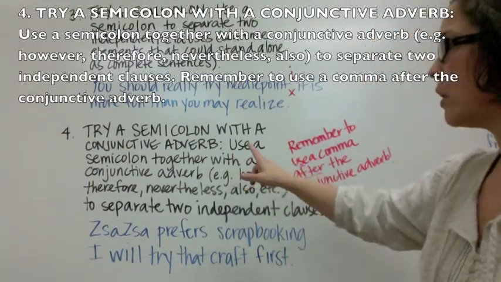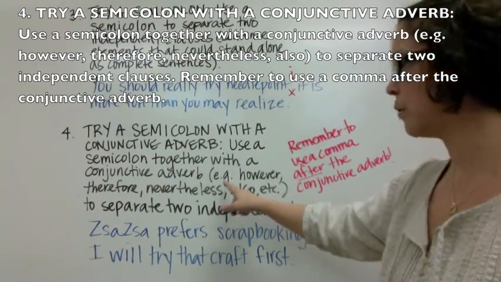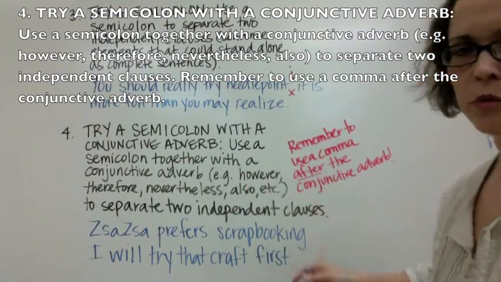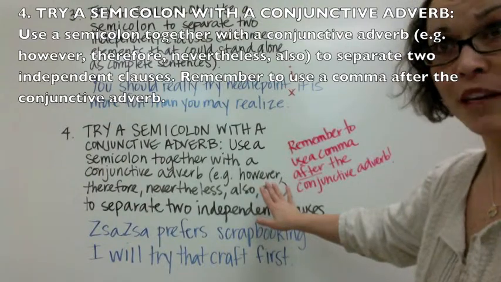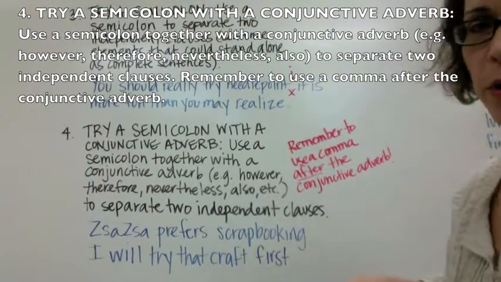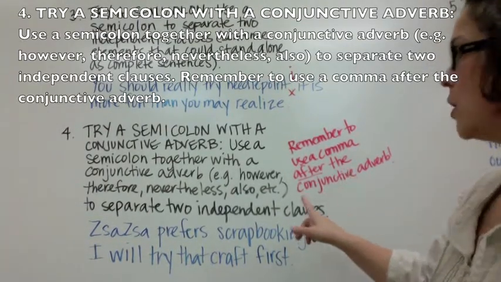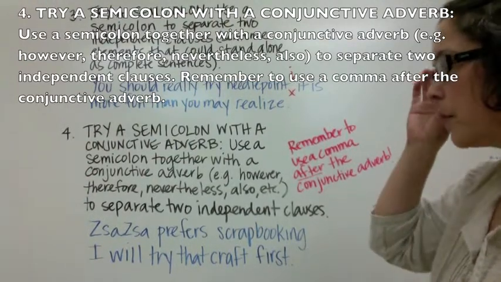Use a semicolon together with a conjunctive adverb. For example, that's what e.g. means. However, therefore, nevertheless, also, and so forth. Etc. is not a conjunctive adverb. This is just to say the list keeps going. The list you got before had 14 words in it. These were a few of them. Okay, so use a semicolon together with a conjunctive adverb to separate two independent clauses. So let's take a look.